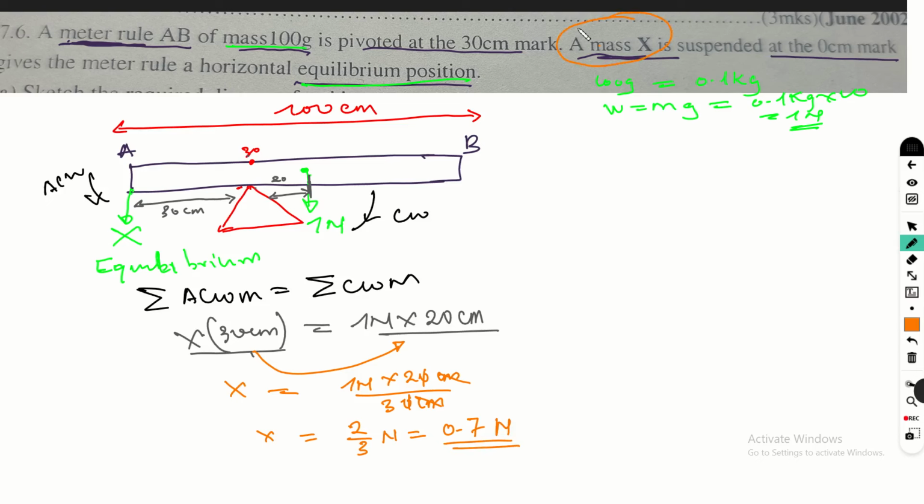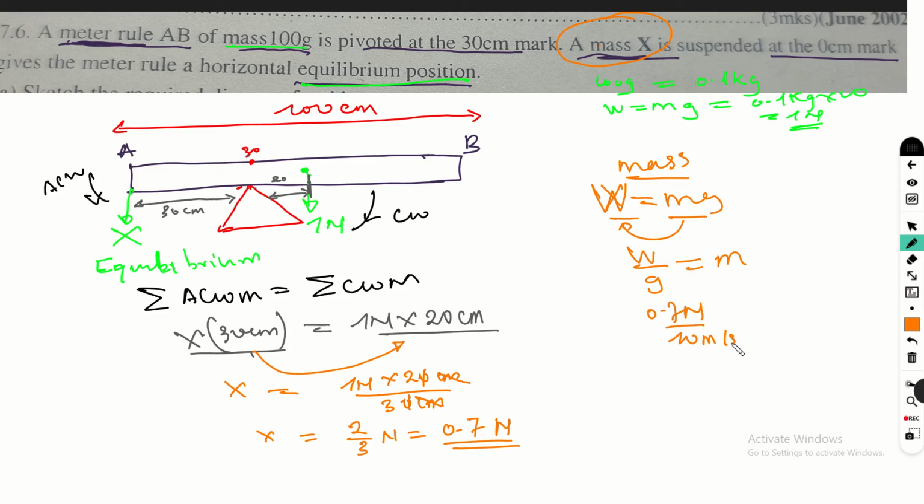Mass, not the weight. So x, the mass. You see, the weight W is equal to mg, and then we divide: W on g is equal to m. So 0.7 newtons on 10 meters per second squared will be equal to m. So you have 0.07 kilogram. The mass will be equal to 0.07 kilogram. That's how we solve problems like this.